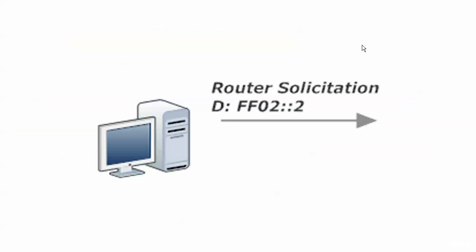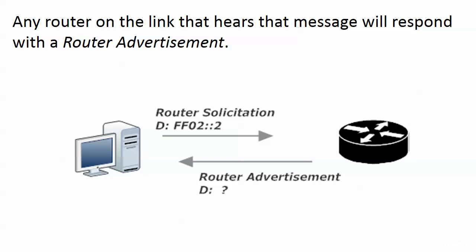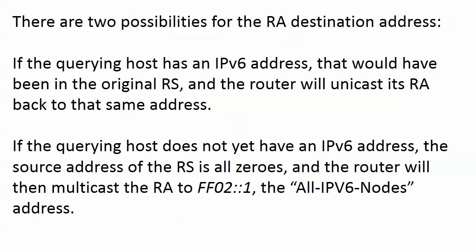So when our host sends a router solicitation, an RS, to FF02::2, it's going to hope a router answers it. And when a router on that link hears it, it will indeed answer with what we call a router advertisement, or RA. So we've got an RS going out, and then an RA in response. Notice we have a question mark there for destination, because the destination of the RA depends on whether or not our host has a version 6 address yet. If the querying host has a version 6 address, that would have been in the original router solicitation, and the router looks at that and says, okay, I'll just unicast this RA back to that same address.